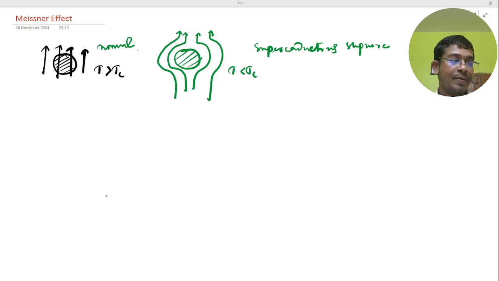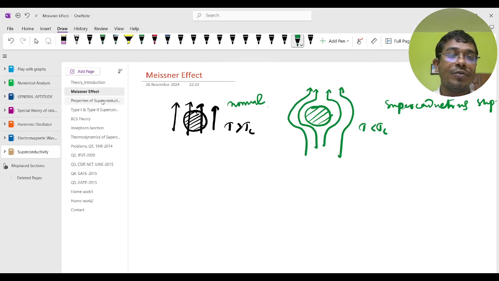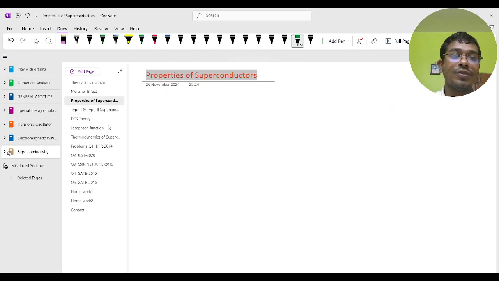The Meissner effect is the exclusion of magnetic flux from the interior of a piece of superconducting material as the material undergoes the transition to the superconducting phase. We draw a block diagram here for better understanding. We now go through the properties of superconductors.